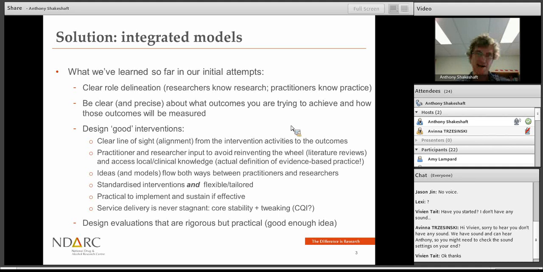But equally, we can't just do one service doing one thing, because that's just pre-post, and that's not good enough either, I think. So it's trying to find evaluation designs that are somewhere between that one service or one community pre and post and a full randomised control trial. As I got there, I think about that as designs that are rigorous, but sort of good enough. They're not the best, but they're good enough.